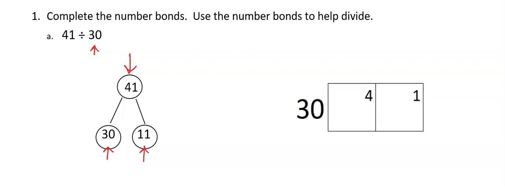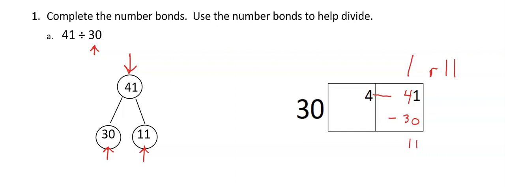Now we can see how that helps us with our division. So if I go over to my division boxes, we're seeing how many groups of 30 we can get out of 41. Well, we start by asking how many groups of 30 can I get out of 4? Since I can't get any groups of 30 out of 4, I move the 4 over to the next box. How many groups of 30 can I get out of 41? Well, that would be one group of 30. I'm going to subtract that amount, and I get 11 as my remainder. So my answer is 1 remainder 11.